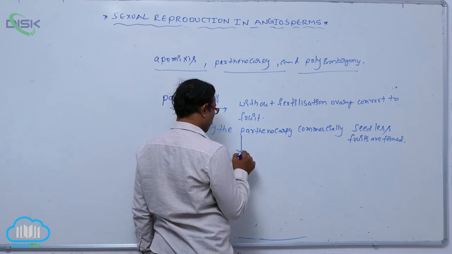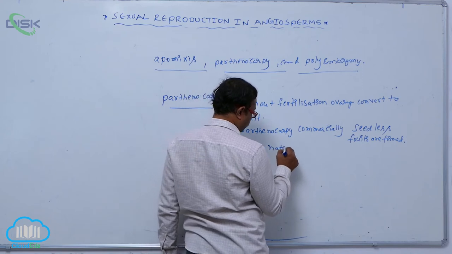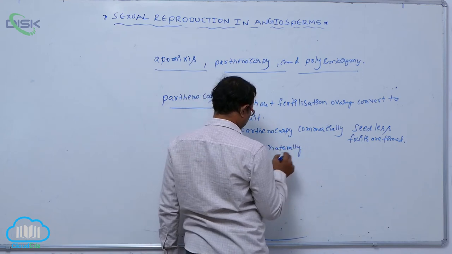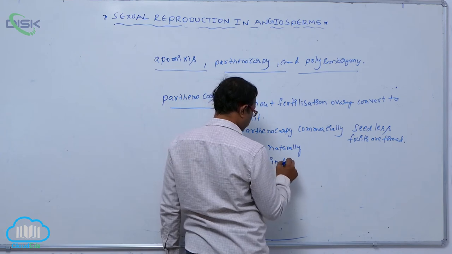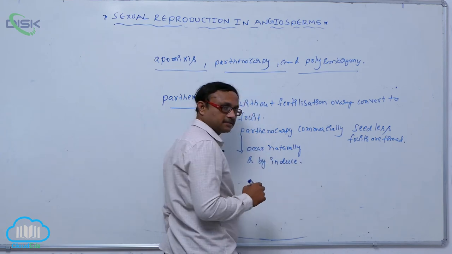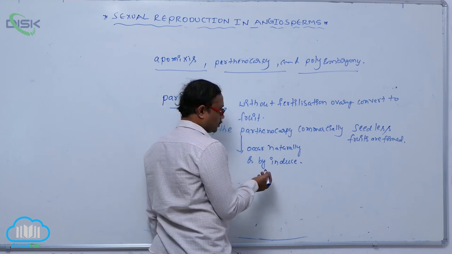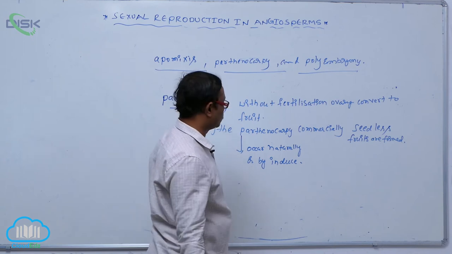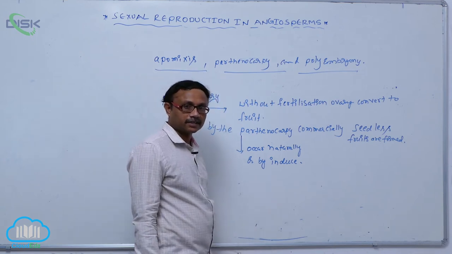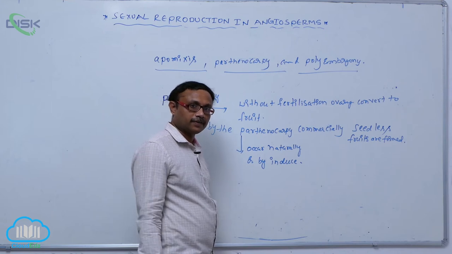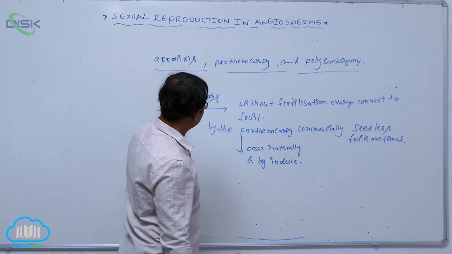So this parthenocarpy occurs naturally or by induction. Induced means by some chemicals, okay? So it means some plant hormones induce parthenocarpy in plants. It is involved in producing seedless fruits and juices. That is known as parthenocarpy.